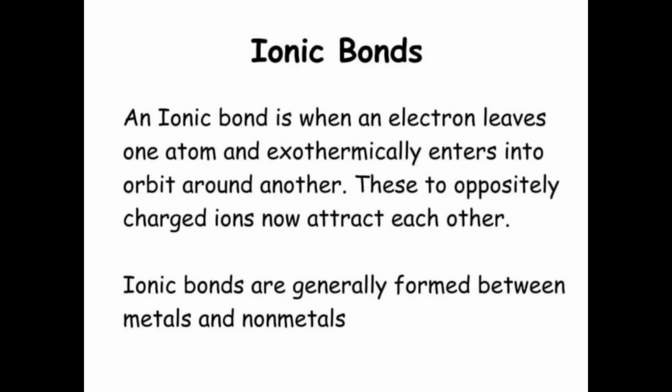The first way, that is by donation and gaining of electrons. During that type of bond formation, the bond formed is called an ionic bond. An ionic bond is when an electron leaves one atom and exothermically enters into orbits around another.